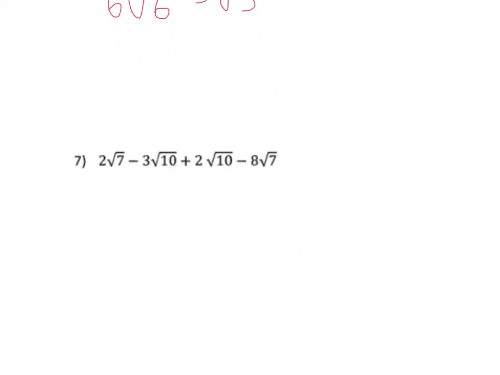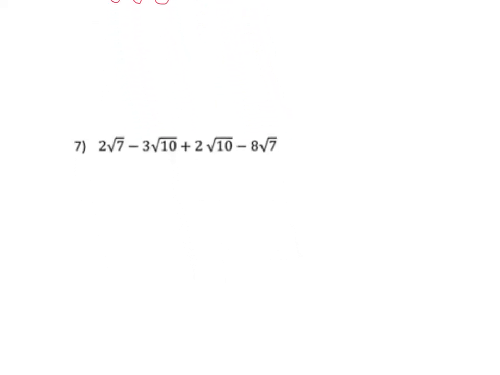Next, now it's getting a little longer. Same thing. Let's combine our like terms. So let's highlight them. We have radical 7 there, a radical 10 here, radical 10 again, and lastly a radical 7. So we're going to combine the radical 7's and combine the radical 10's. So a 2 radical 7 minus an 8 radical 7 gives us a minus 6 radical 7. Then a minus 3 radical 10 plus 2 radical 10 is a minus radical 10.